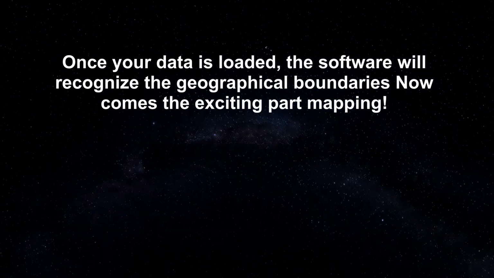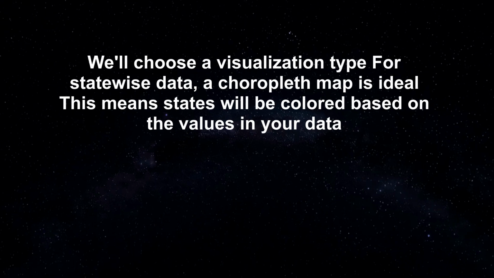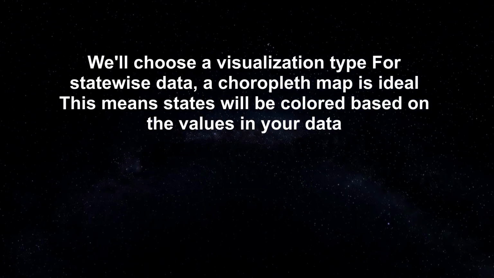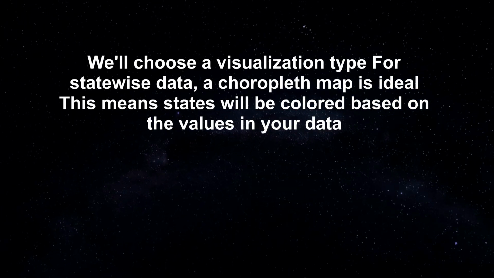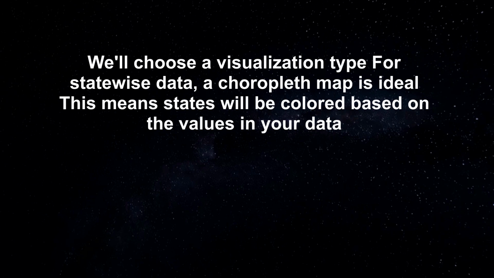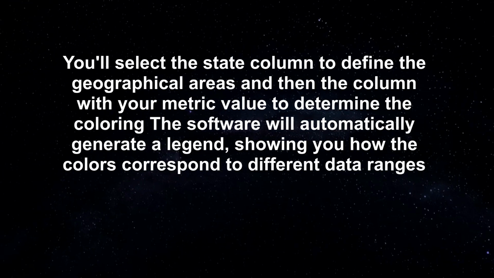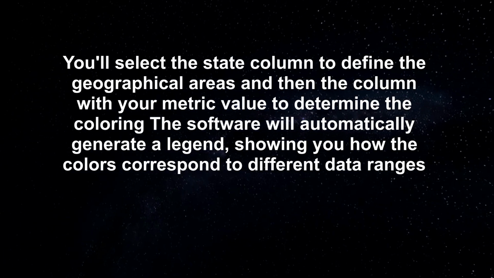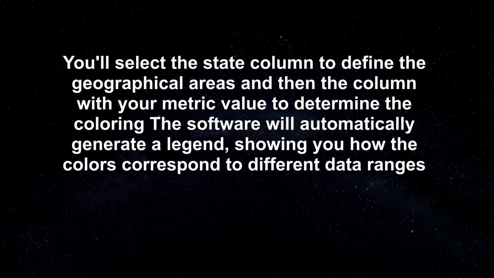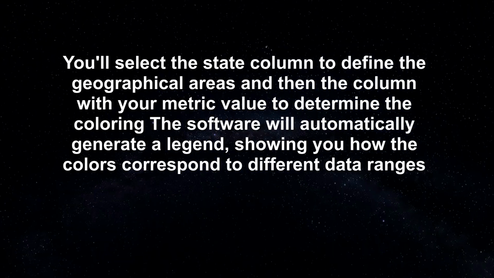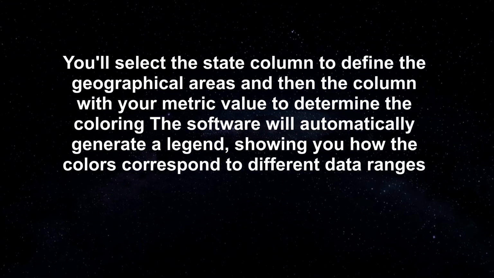Now comes the exciting part: mapping. We'll choose a visualization type for state-wise data. A Choropleth map is ideal. This means states will be colored based on the values in your data. You'll select the state column to define the geographical areas, and then the column with your metric value to determine the coloring. The software will automatically generate a legend, showing you how the colors correspond to different data ranges.